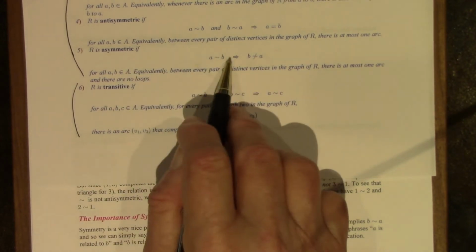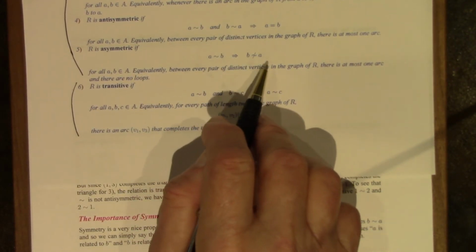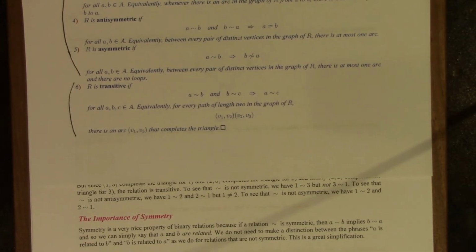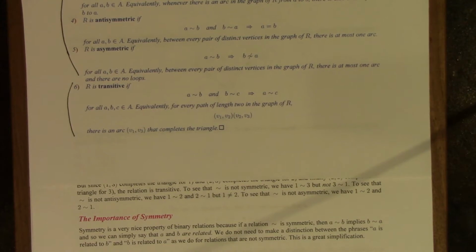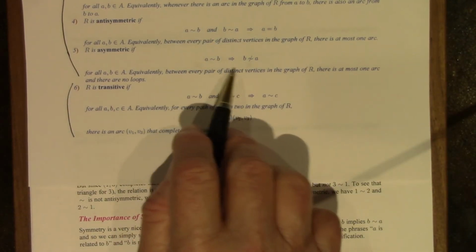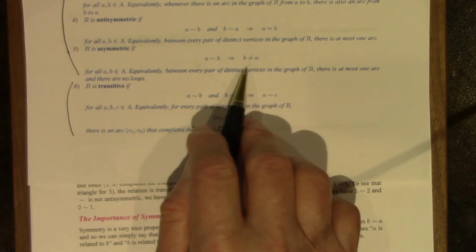Asymmetry looks like this. A related to B implies B not related to A. In terms of the graph, this is equivalent to saying, again, that there's at most one arc between distinct vertices, but also there are no loops. And that's something you may need to think about for a few minutes to convince yourself that that's what this means.